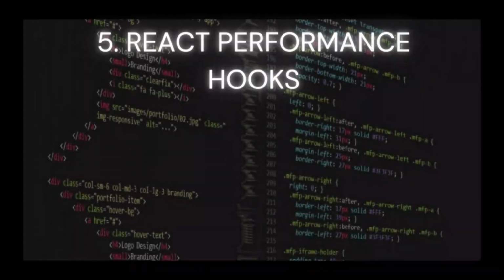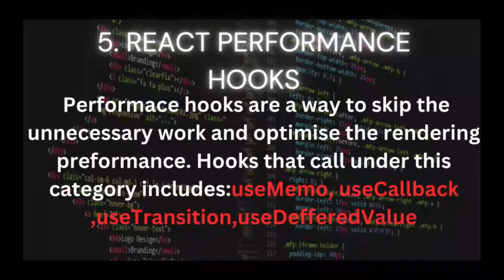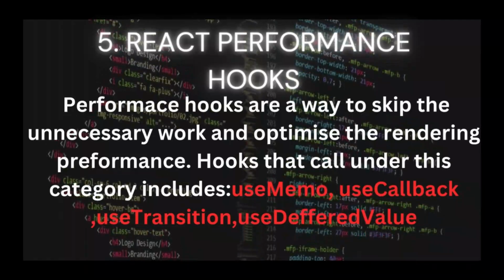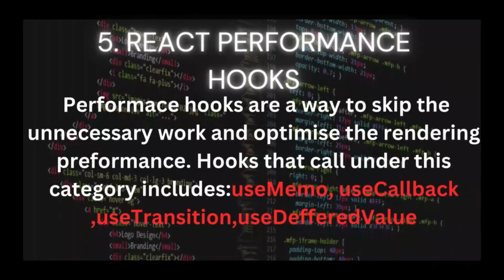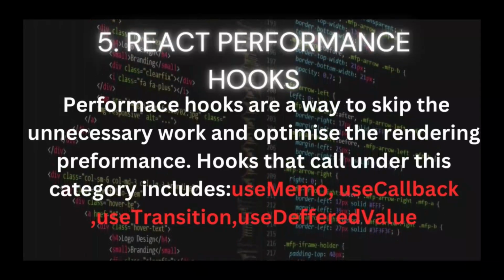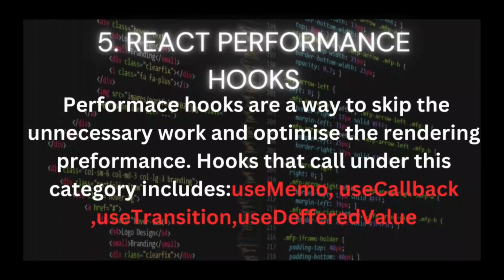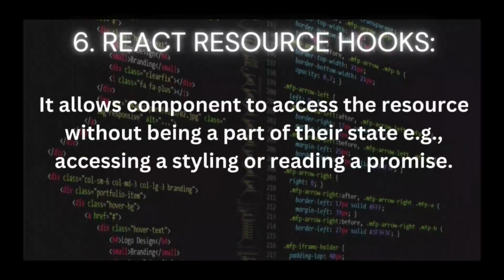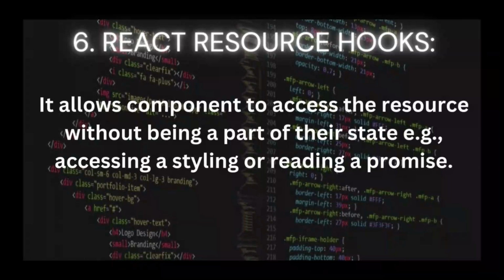One very important category of hooks is the React performance hooks. Under this category, we have useMemo, useCallback, useTransition, and useDeferredValue, right? And all these hooks, we're going to explore them one after the other. We also have other categories of hooks, like the resource hooks, right? And we're also going to explore custom hooks.